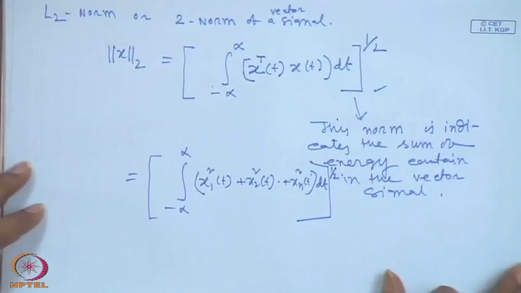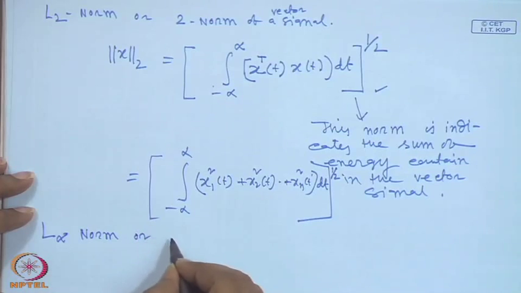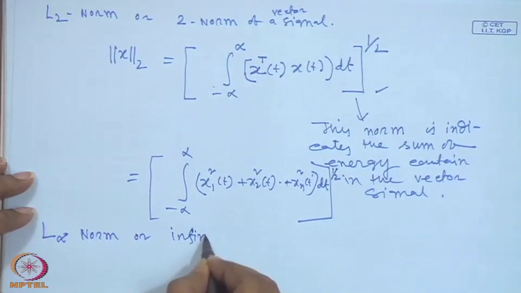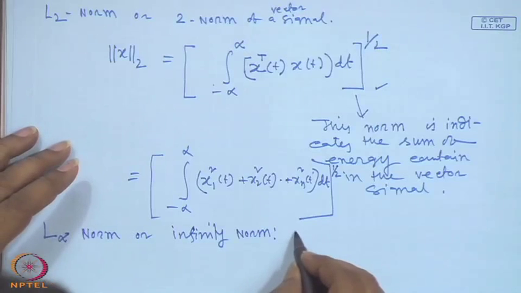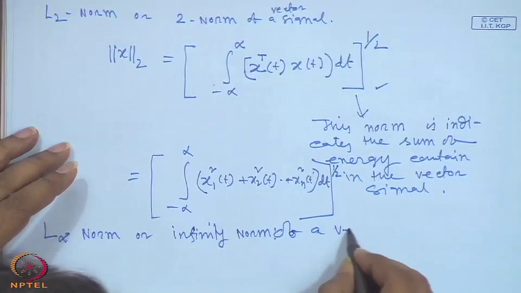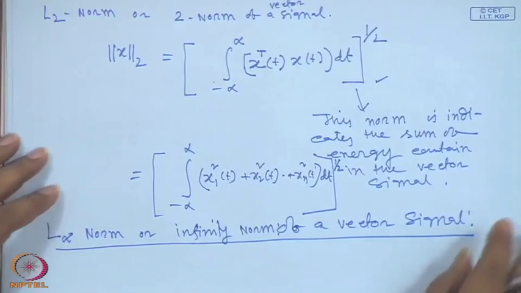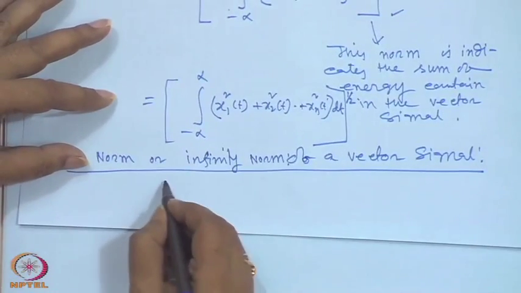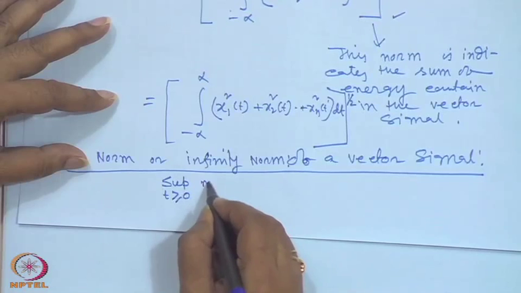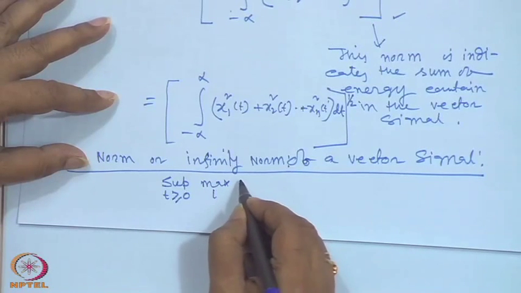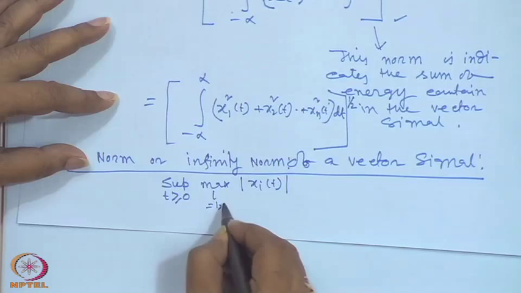So next is the L infinity norm, or simply it is called the infinity norm of a vector signal. So, the infinity norm of a vector signal is what? Supremum over t greater than or equal to 0, max over i, of mod x_i of t, and i varies from 1 to n.